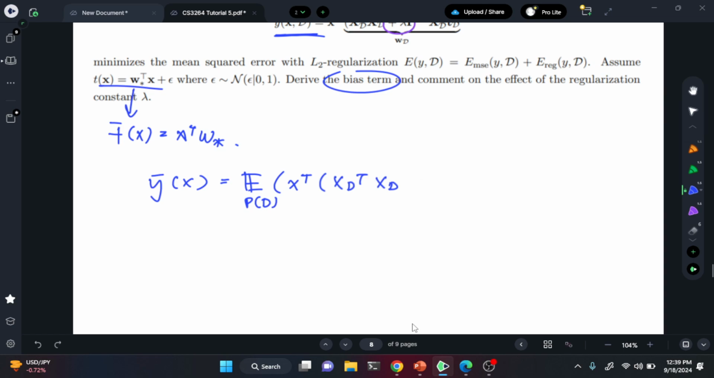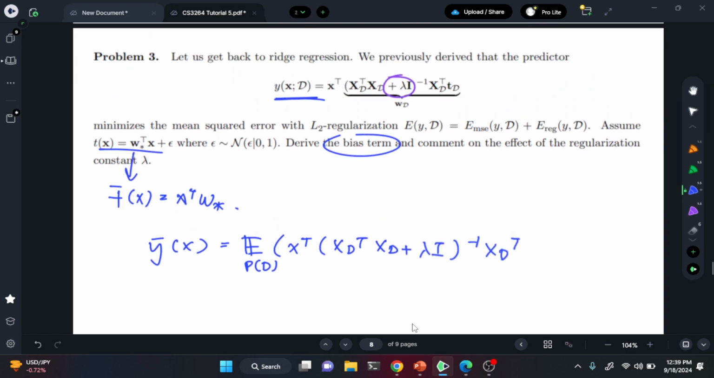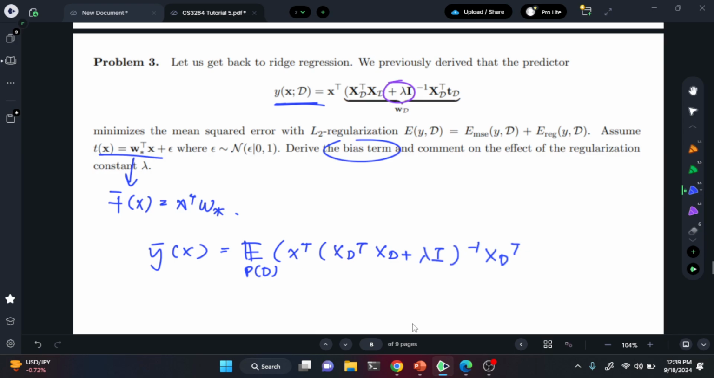There's a plus lambda I inverse X^T, X^T, then we insert what is the t here. Okay, so insert the t again. This will be X^T w star plus the epsilon factor. I think I should put a square bracket instead.